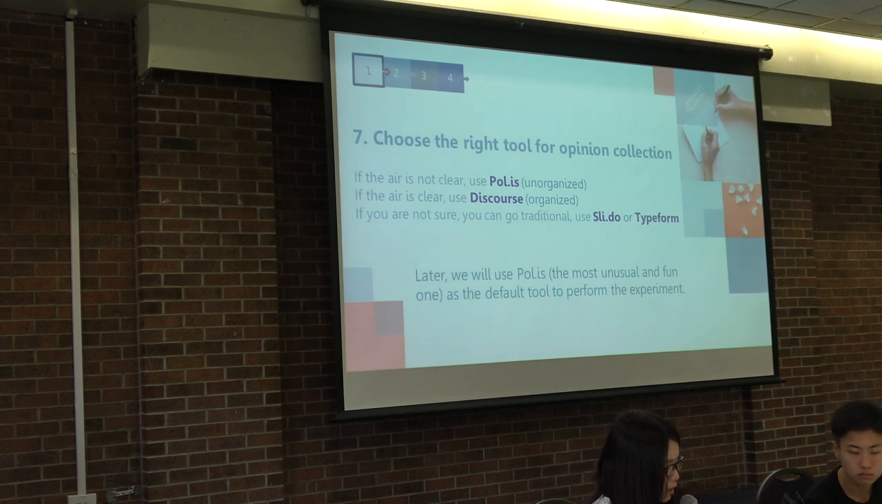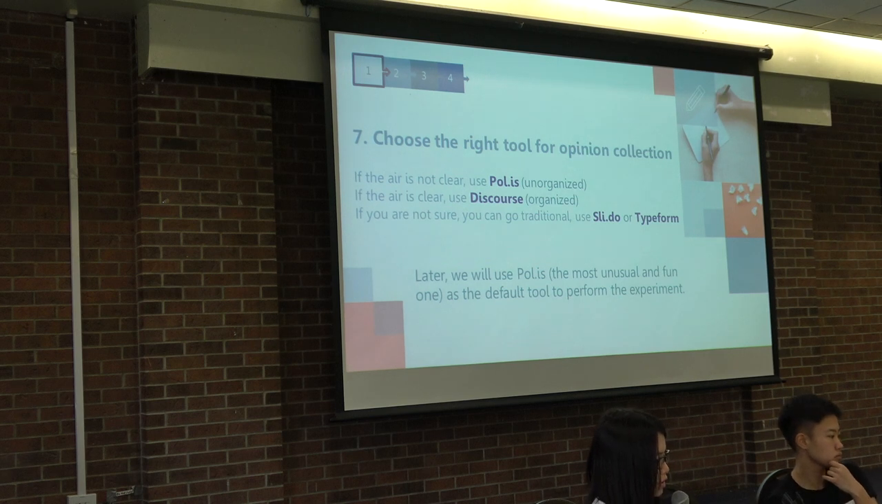So, as for the tools, I'll briefly introduce them later. But if the air is not clear, and by the air I mean the consensus or the general sense of the general public about a specific issue, and it's still vague, then we use Polis. Polis is a really good tool to describe and discuss a topic that is still unorganized, or where we have no clue at all how the general public will react to the specific issue. Then we should use Polis and let them decide what should be posted, and they can discuss.